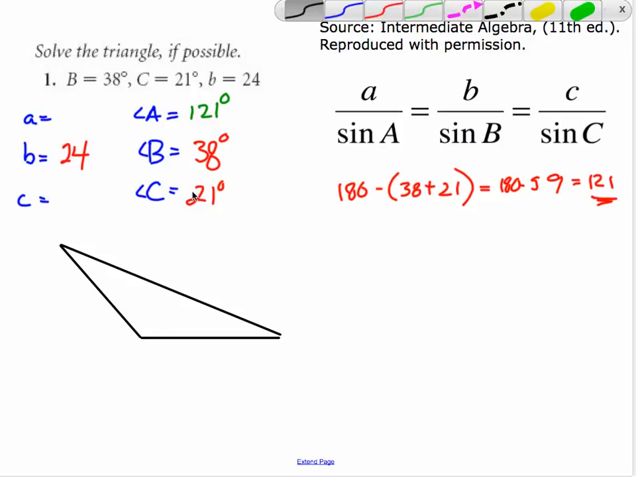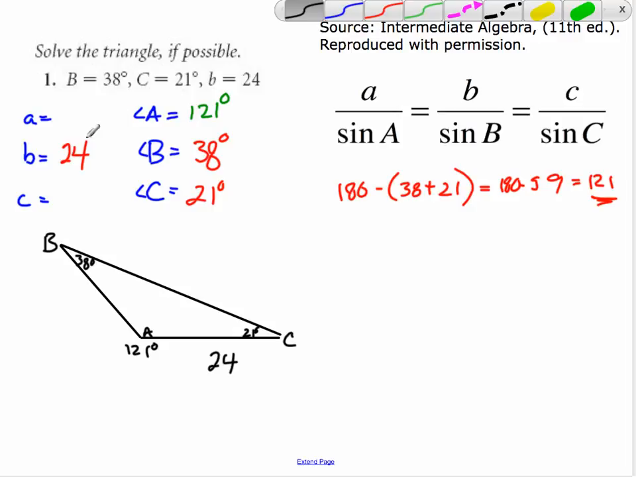Let's maybe put some things on it. Angle A would be 121, or this angle here is A, and it's 121. Let's put B over on this side. Angle B is 38, and we'll put C over here, and C is 21. Side B is 24. This side over here is 24. That's side B. I'm going to assume side A over here is quite a bit longer than that one. And C is probably a little bit shorter, but we'll do the math and see what comes out.